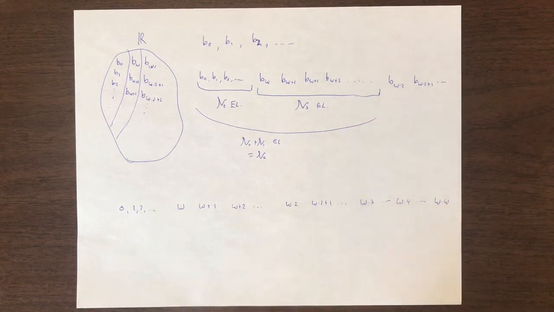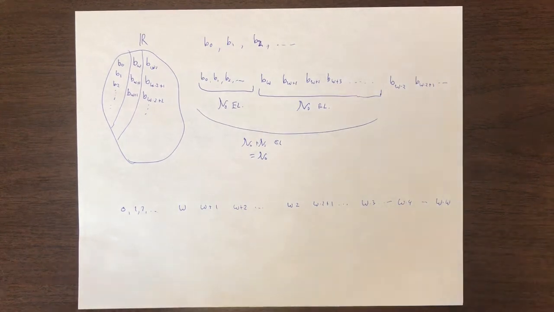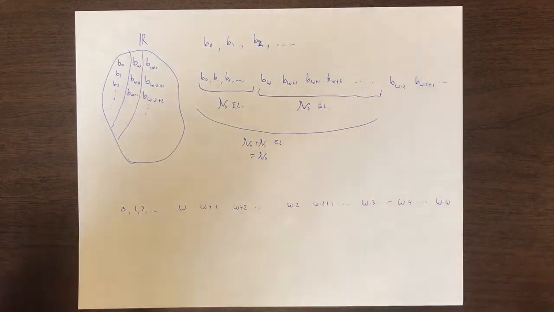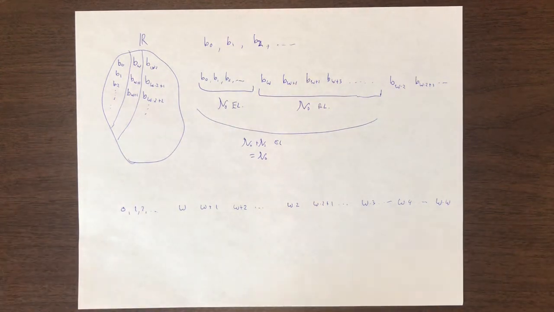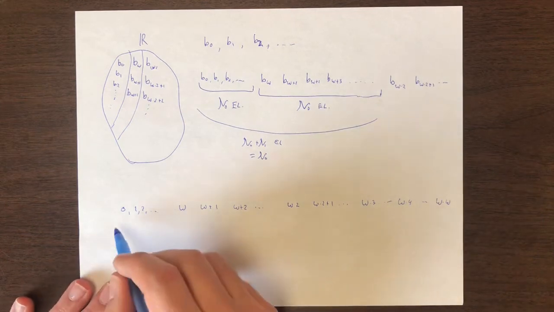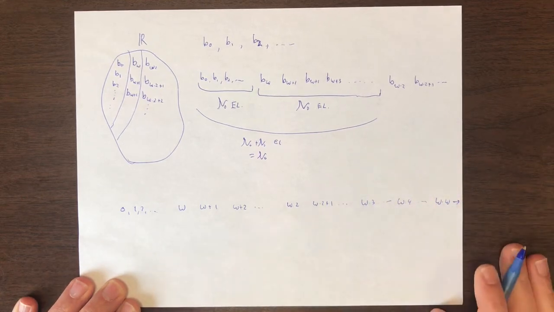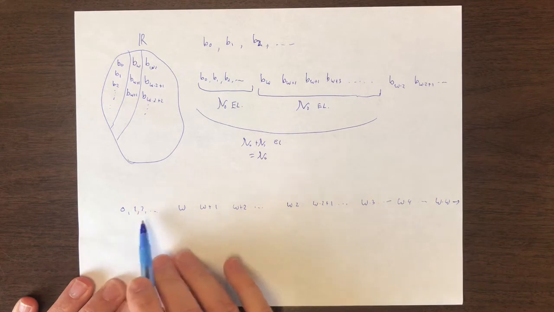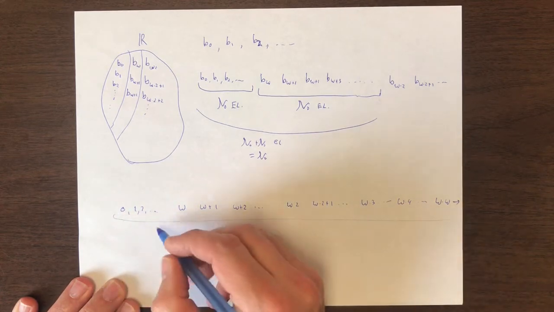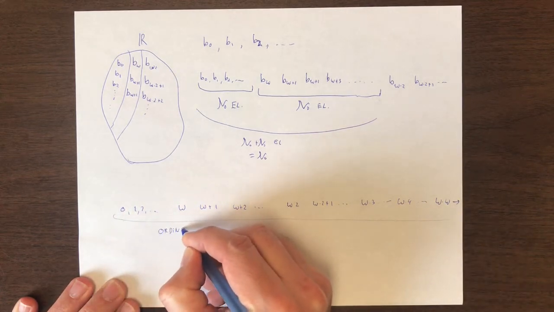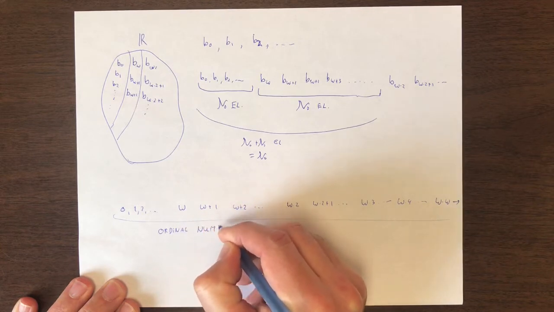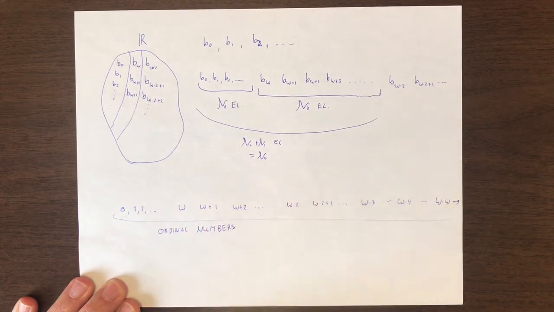So at some point you'll have omega squared, and then omega cubed, omega to the fourth, etc. And then at some point you have omega to the omega, and so on and so on. So it doesn't stop here. This keeps on going way further. But in any case, what we've seen here are examples of ordinal numbers.